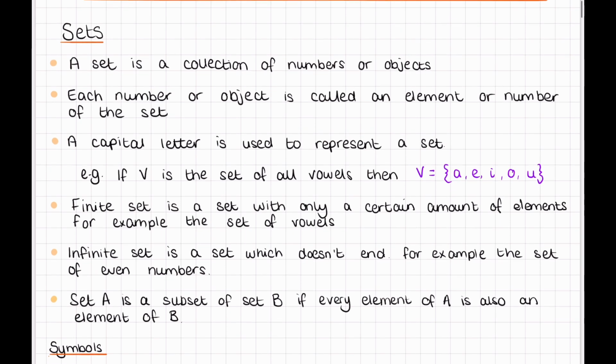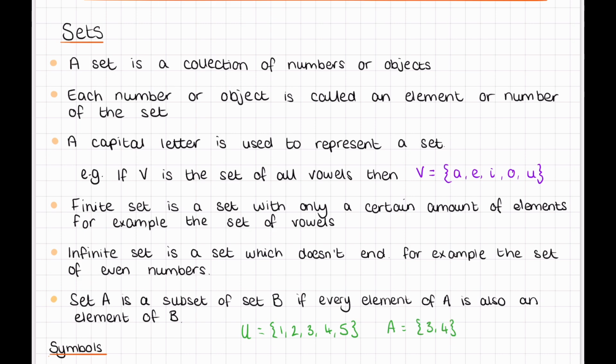And lastly, we have: set A is a subset of set B if every element of A is also an element of B. An example of that would be if we have our universal set as 1, 2, 3, 4, 5. And let me just write this down so you can see what I'm talking about. So our universal set is 1, 2, 3, 4, and 5, and then set A is 3 and 4.